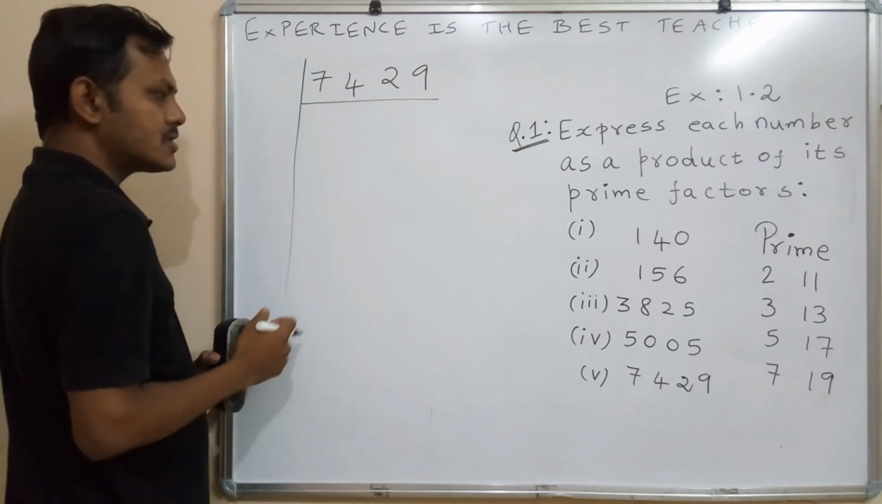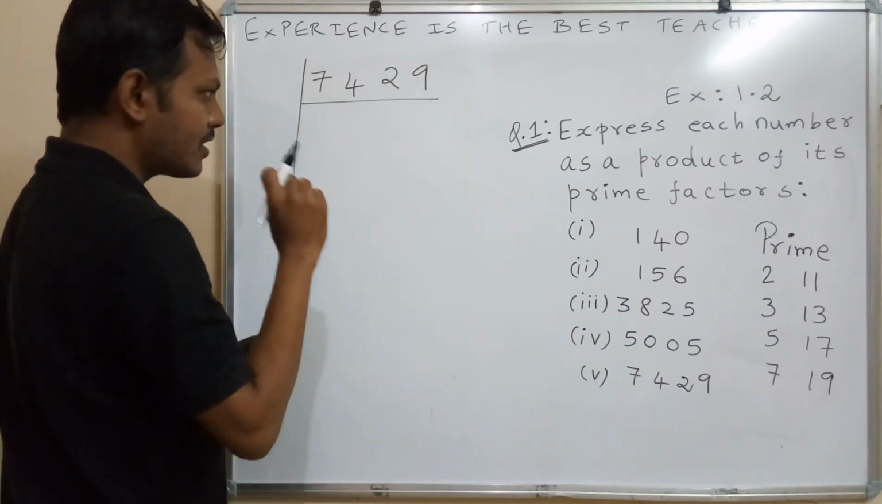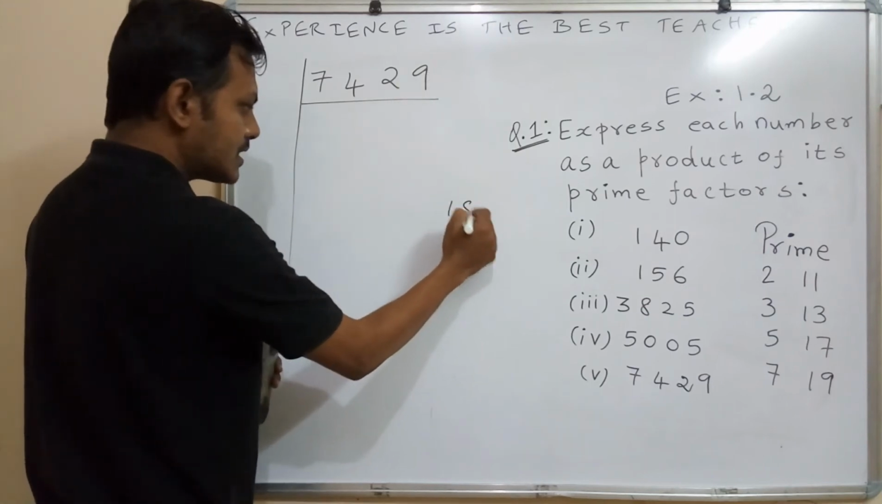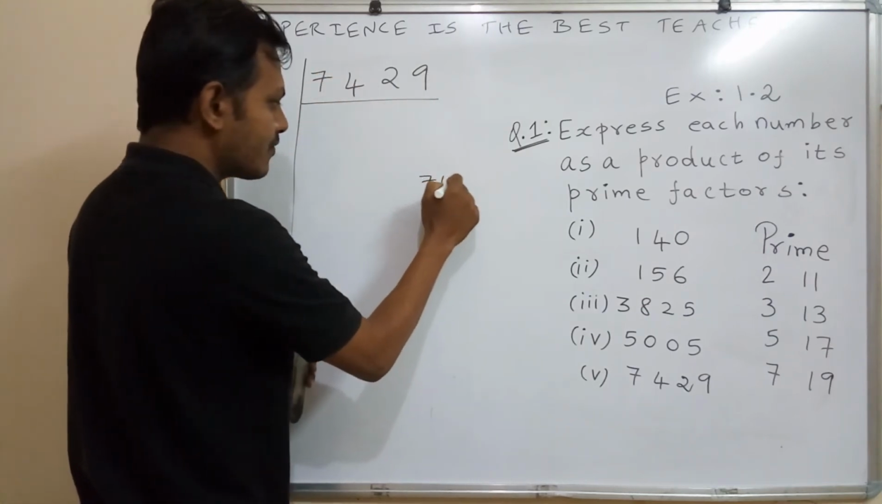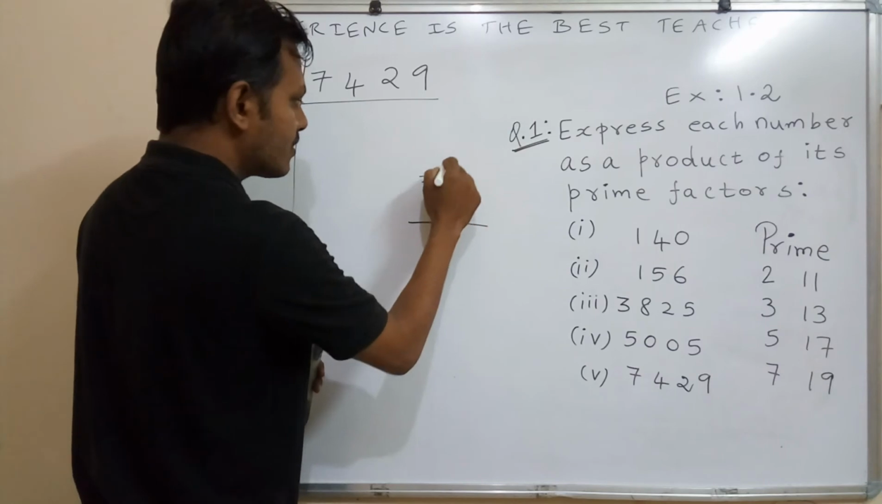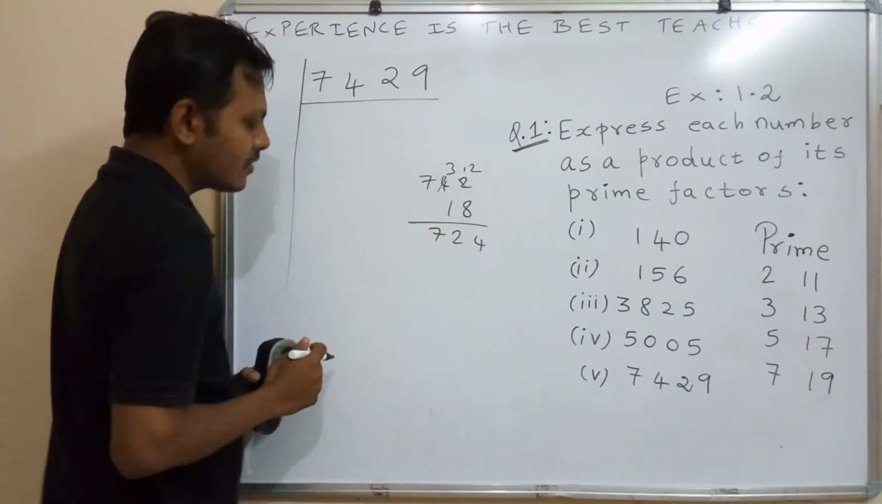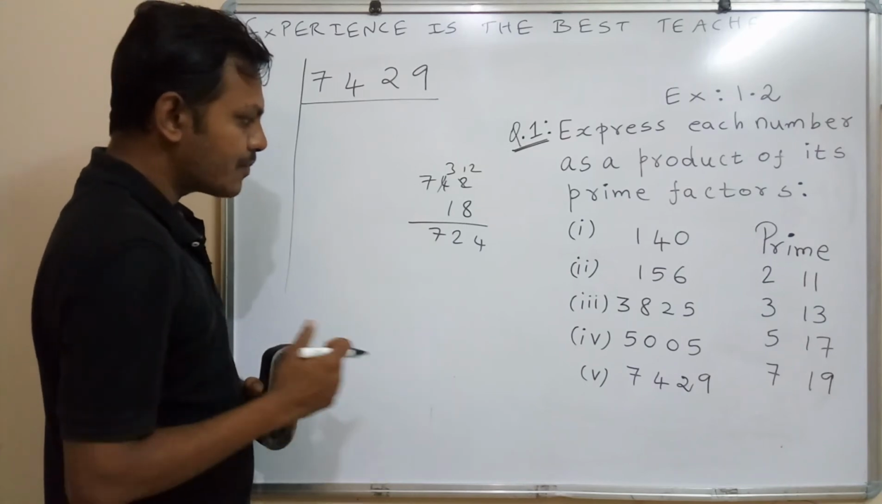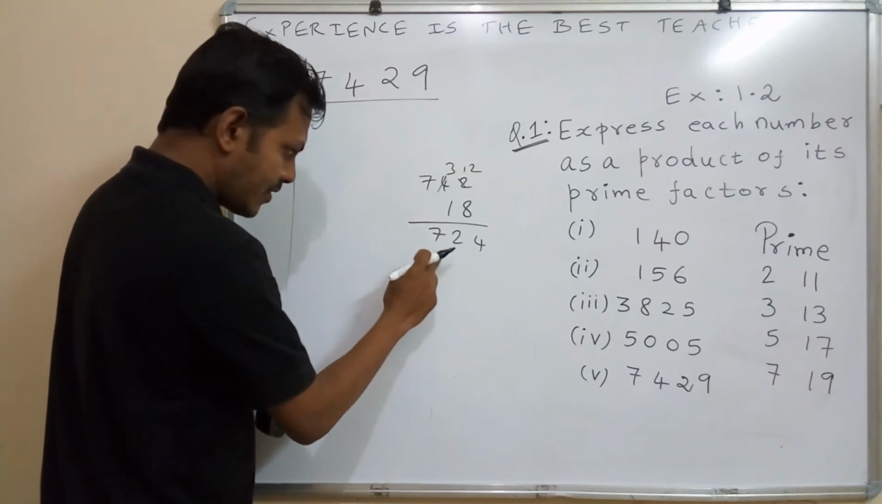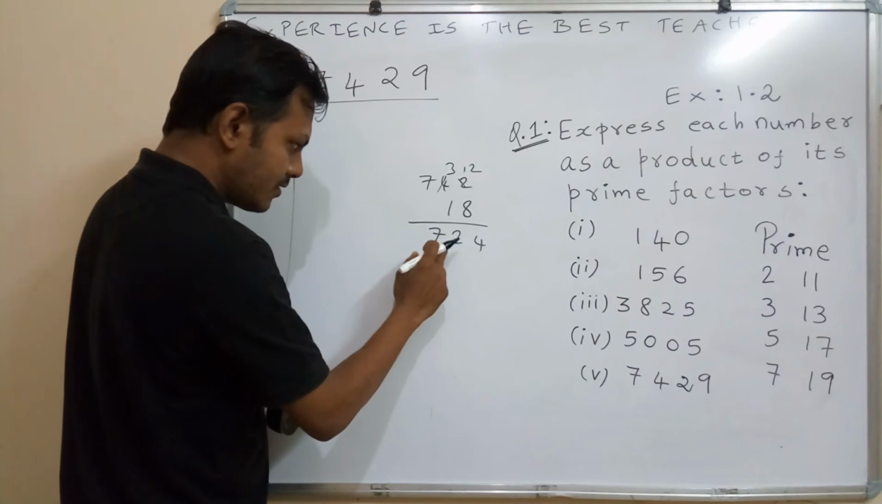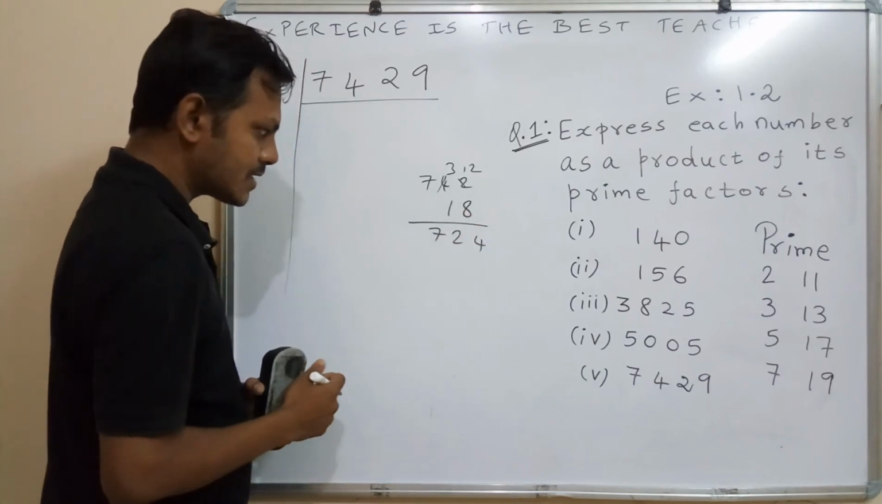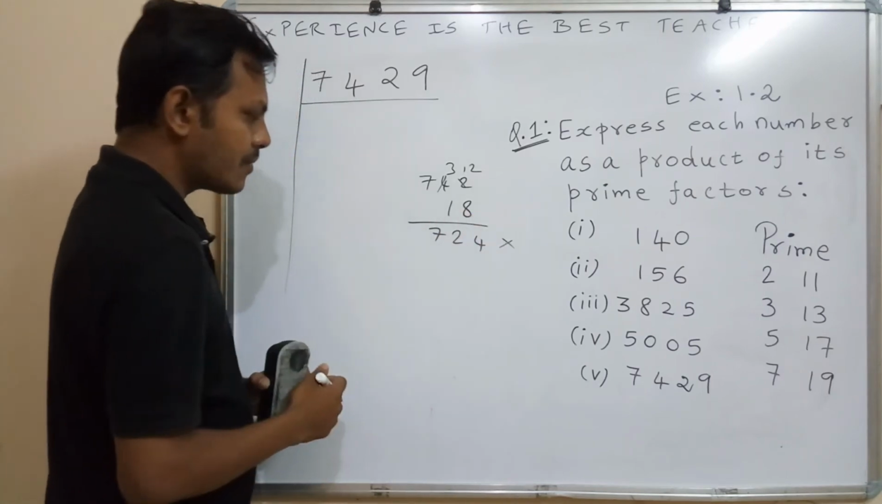7 table, how to check whether this number will come in 7 table or not? Twice the last digit and subtract it from the rest of the number. 742 will subtract, will become 12 minus 8, 4, 3 minus 1, 2, 724. So 724 will not come in 7 table, because 7 is 7, balance 0, this 24 will not come in 7 table.